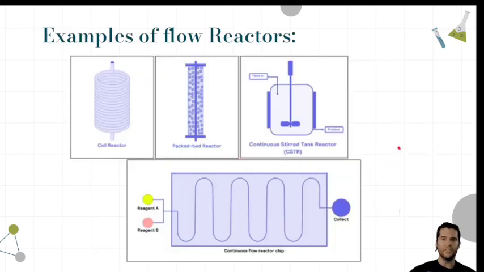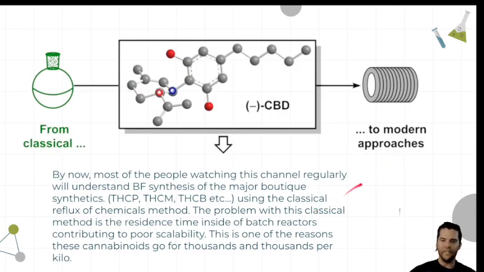So some examples of some flow reactors. A lot of us have seen this. This looks like a recondensing coil that you find in your LPG systems, your packed bed reactor, a continuous stirred tank, which is going to be basically your glass reactor that's been retrofitted to consistently flow through, or a continuous flow reactor chip. Once again, you're going to start noticing reagent A, reagent B comes in here, gets mixed together. This is the reaction time. And then as you collect it out the back end, and guys, you're not even going to believe the residence time. So from classical to modern approaches.